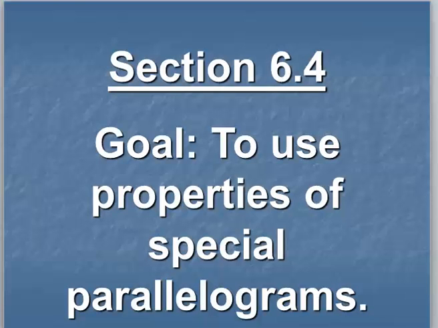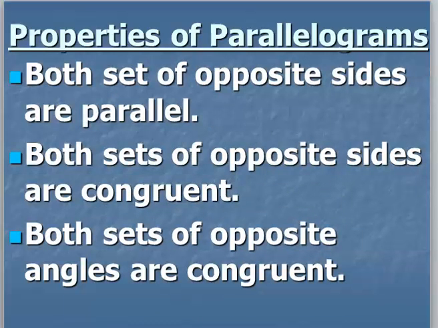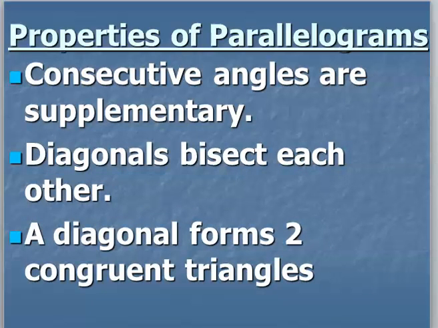In section 6.4, we're going to continue with parallelograms, and we're going to use properties of special parallelograms. Remember, we have 6 properties of parallelograms that we talked about. Both sets of opposite sides are parallel. Both sets of opposite sides are congruent. Both sets of opposite angles are congruent. The consecutive angles are supplementary, so 2 in a row add up to 180.